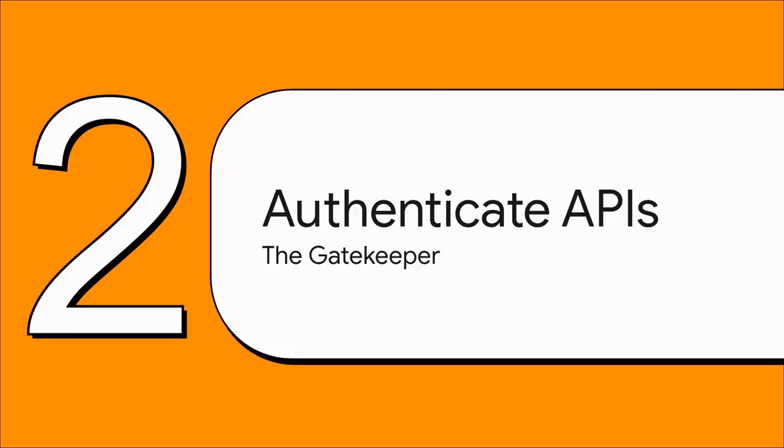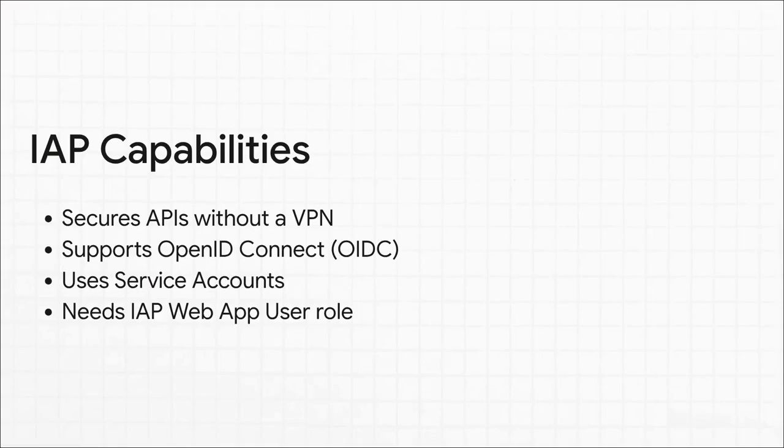Section 2, authenticating APIs with IAP, the gatekeeper. Moving into our security layer, we have to talk about our ultimate gatekeeper. You probably know Cloud IAP as a tool for securing web apps for human users, but it does so much more than that. It actually secures APIs programmatically, again, without needing a VPN. It pulls this off by supporting OpenID Connect, or OIDC. But instead of an individual user typing in a password, automated API consumers use service accounts. To make it work, you just grant that service account the IAP Secured Web App User role. Boom. Your automated systems are seamlessly authorized at the edge.